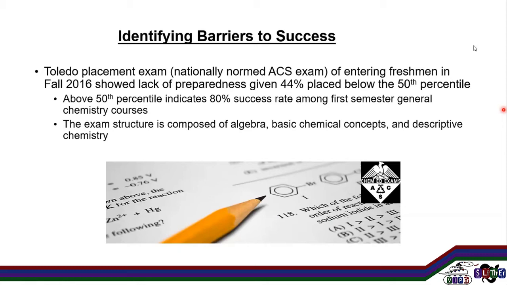percentile. And if you look at what the Toledo placement exam is supposed to identify, if students perform above the 50 percentile, that indicates an 80% success rate among first semester general chemistry. And if you just look at this number, that sort of correlates with our DFW rate of 44%. So it was sort of telling us that the preparedness was an issue.